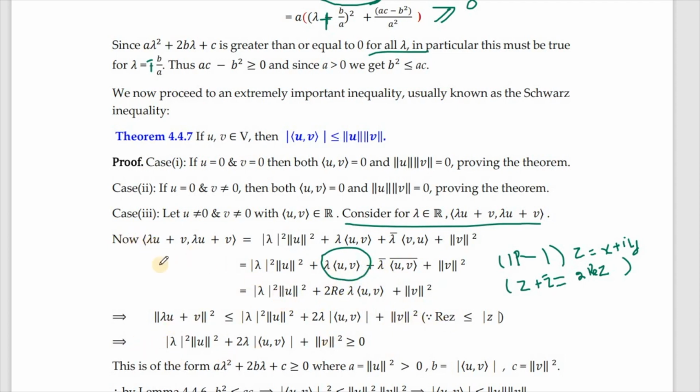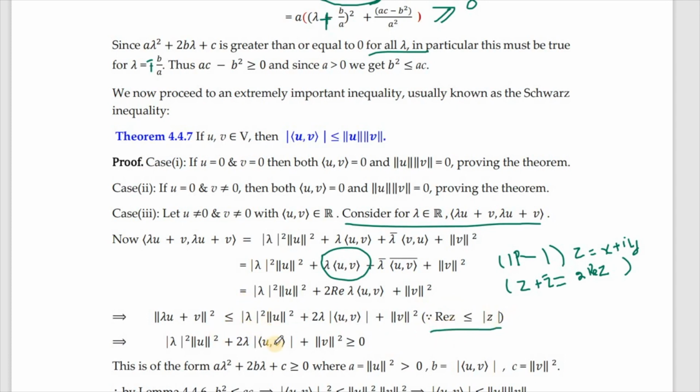Now this is nothing but norm of lambda U plus V the whole square, which is less than or equal to. Why this less than or equal to? Because the real part of Z is always less than or equal to modulus of Z. So we make use of this result from complex analysis and apply that here. So that is how the inequality comes here. So far we had only equality. The inequality is because of this.